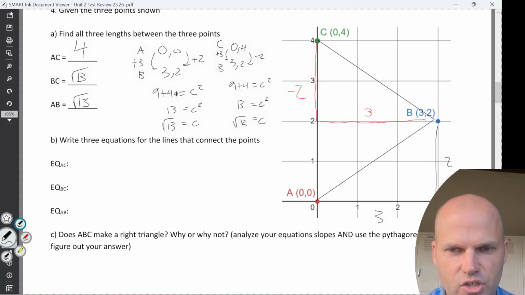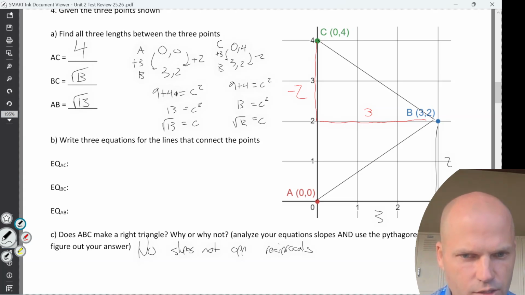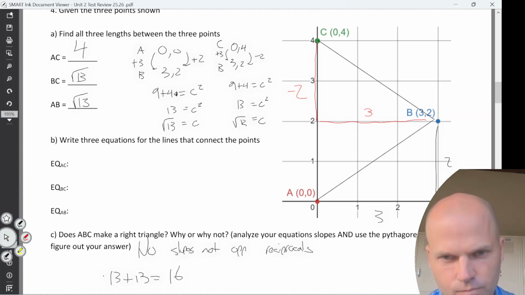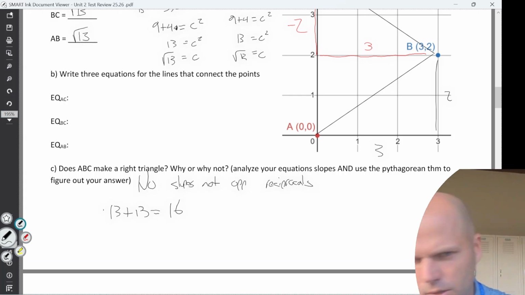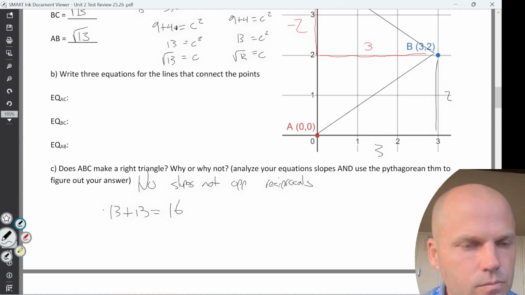Another piece of information we can check is using the Pythagorean theorem. If this was a right triangle, then we'd have AB squared, which is 13, plus BC squared, which is 13, equals AC squared, which will be 16. And that's not true. We do not get a squared plus b squared equals c squared. The Pythagorean theorem doesn't work.